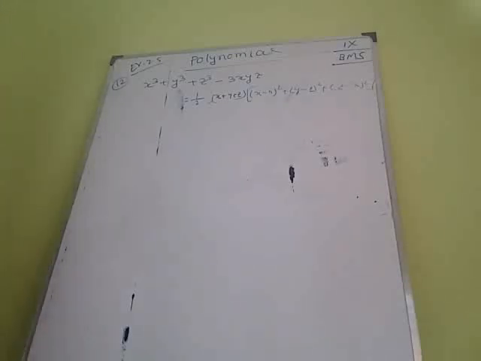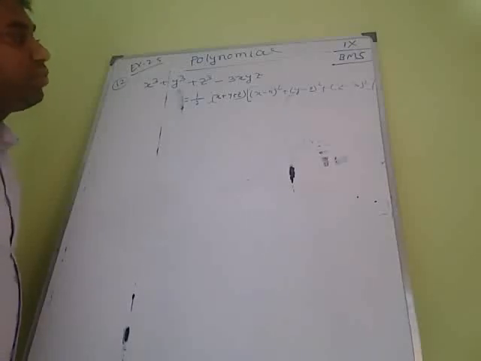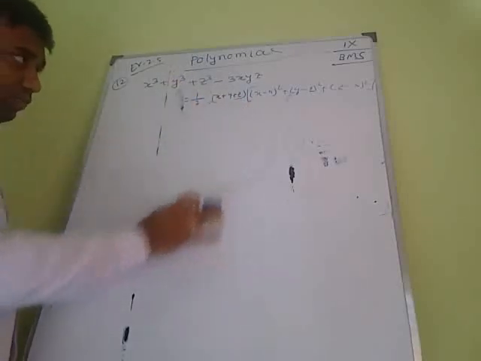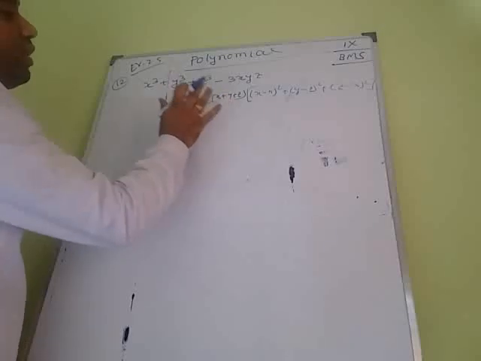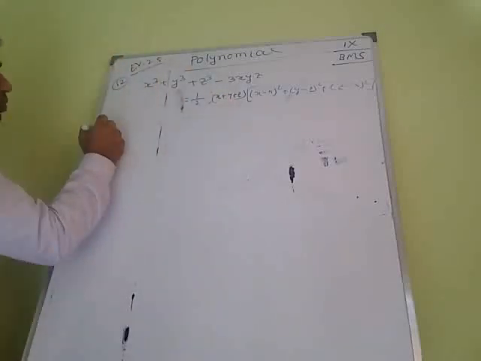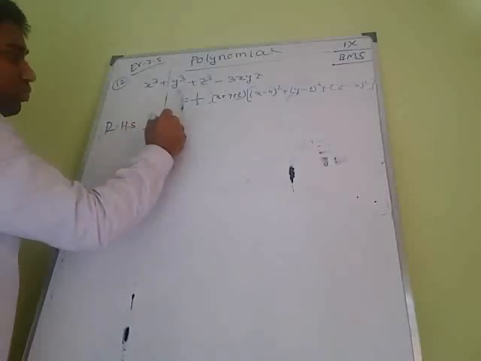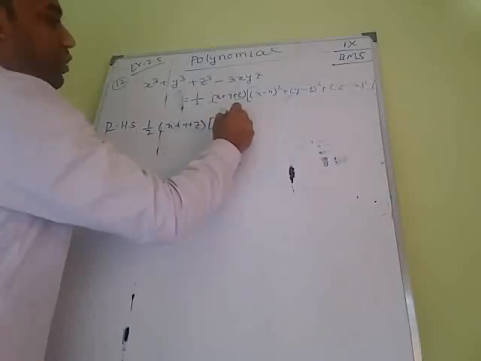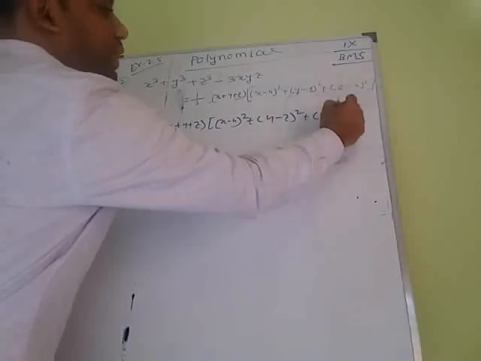The question is: x cube plus y cube plus z cube minus 3xyz equals 1 by 2 (x plus y plus z) into (x minus y) whole square plus (y minus z) whole square plus (z minus x) whole square. You have to prove it. To prove this identity, I will take the help of the right hand side first. So right hand side equals 1 by 2 (x plus y plus z) into (x minus y) whole square, (y minus z) whole square, (z minus x) whole square.